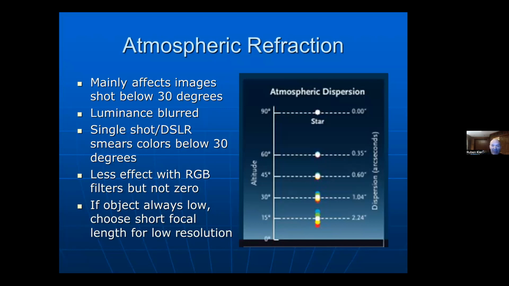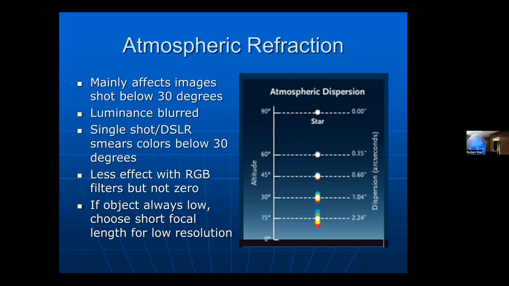Other thing that happens is atmospheric refraction. The colors get separated, and they get separated more and more the lower you get towards the horizon. This is just an example of the dispersion of light caused by atmospheric refraction, and it mostly affects objects at 30 degrees and lower. If you look here at 45 degrees, you have a little bit of dispersion, but not a lot. Your luminance is going to get blurred. Once you get below 30 degrees, you're going to start to lose a lot of sharpness in your luminance, and it may not be worth shooting luminance.